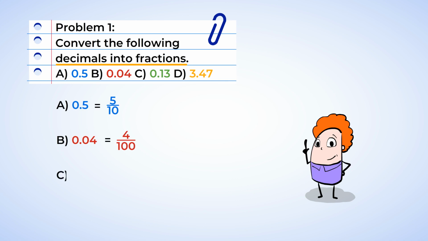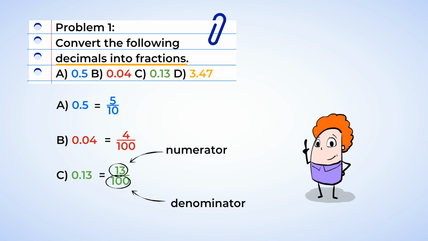All right, moving on to part C. This has a number in both the tenth and the hundredth place. Don't worry, when we read this number, we say the number 13 followed by the smallest place value, hundredths in this case. So 13 hundredths. And we can write that as a fraction by having a 13 as the numerator and 100 as the denominator.